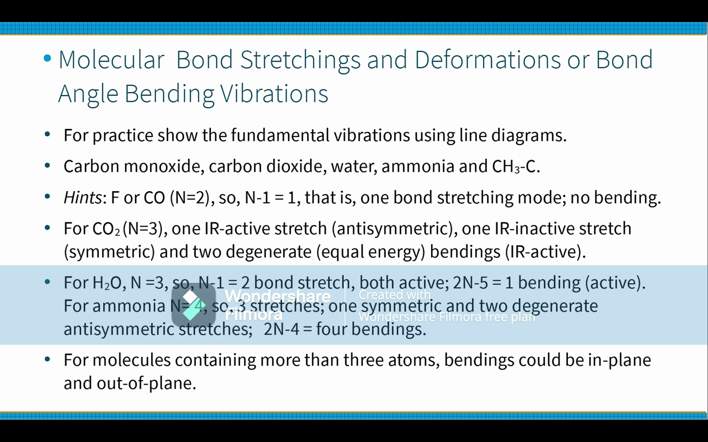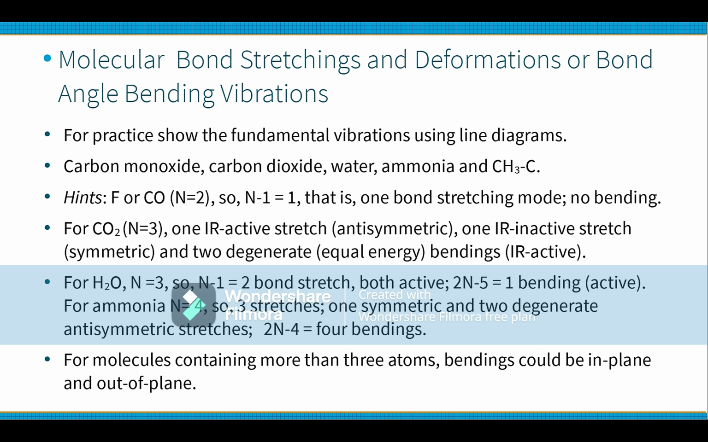For practice, we will take up certain examples. Carbon monoxide, for example. Carbon monoxide has 2 atoms, n equal to 2. So, number of stretchings, n minus 1, equal to 1. That is, one bond stretching mode, no bending.